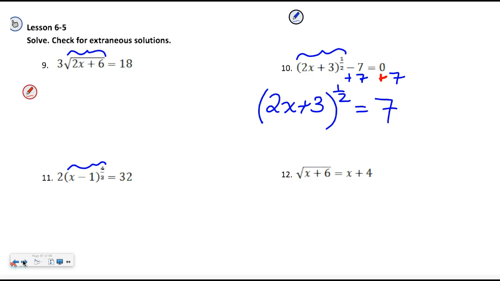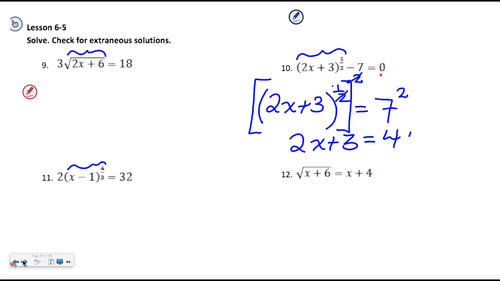Next thing I need to do is get rid of the 1/2. Remember what we said, we raise both sides to the reciprocal or flipped power. The reciprocal of 1/2 is 2 over 1, or just 2. Whatever I do on the left, I have to also do on the right. This undoes each other because I get 2 over 2, which is just 1. So it pops off that exponent. So I get 2x plus 3 is equal to 7 times 7, which is 49. And then you guys know how to solve that the rest of the way.